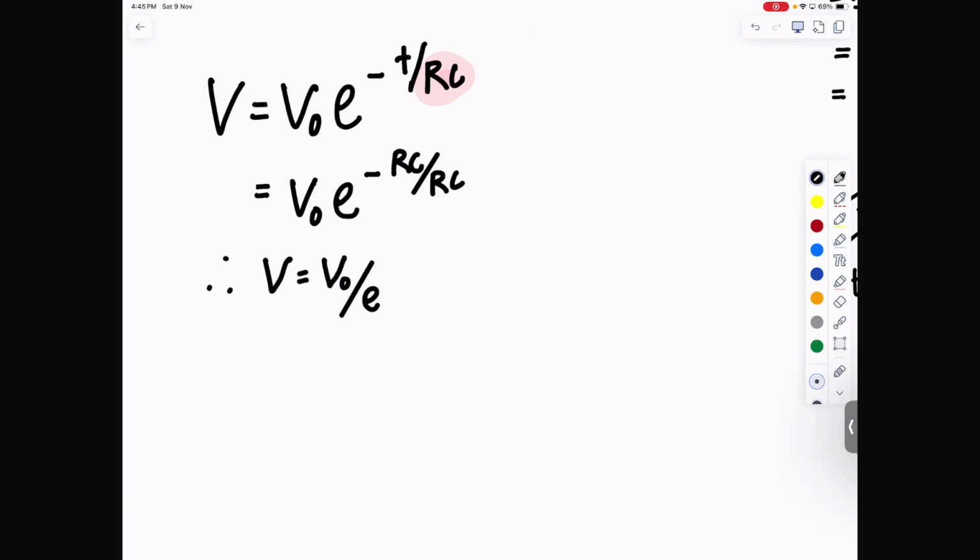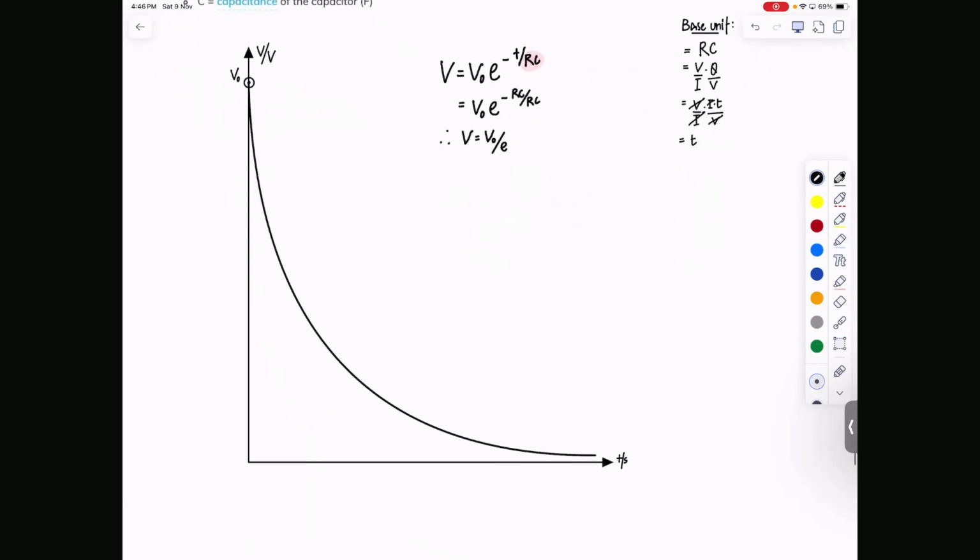E. Turns out, if you wait, listen carefully, if you wait for a time equal to the duration of RC, at any time in your discharge process, the value decreases by 1 by E. That means if I wait 15 seconds anywhere in this entire process, how much would my charge decrease by? 1 by E.